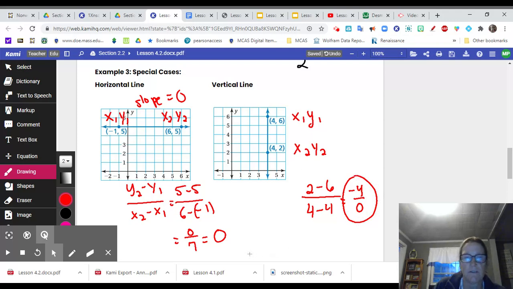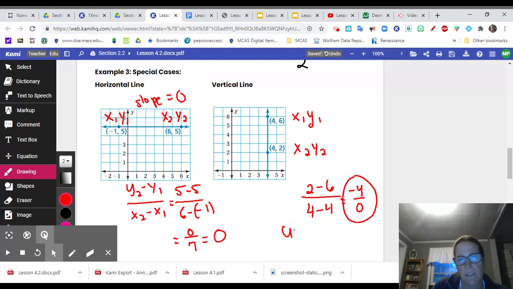Well, first off, let's just say it's a different division problem. Negative 4 divided by 0 is not the same as 0 divided by 7. And clearly, these slopes are dramatically different. One is flat and one is very, very steep. So they can't be the same thing. And I encourage you to pick up your calculator and check. Negative 4 divided by 0, you will get an error message.